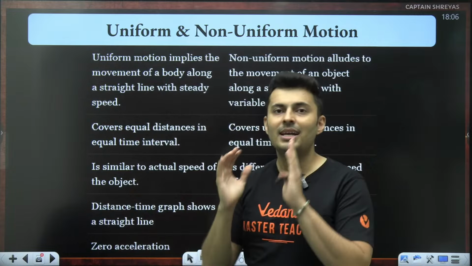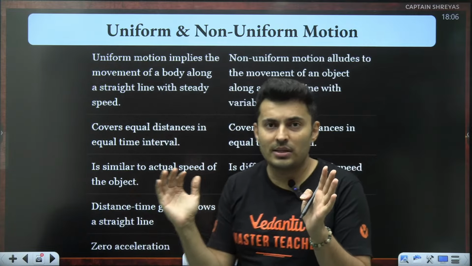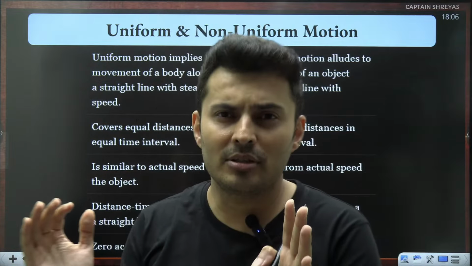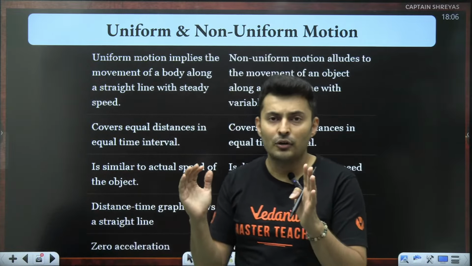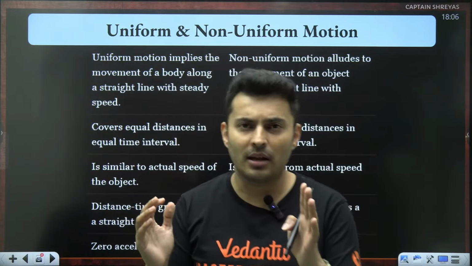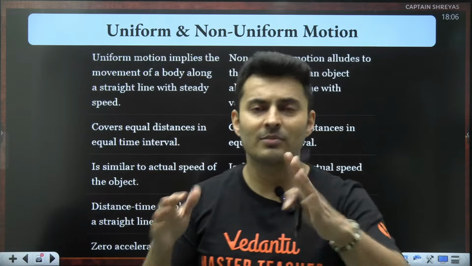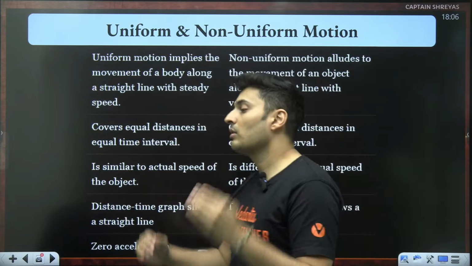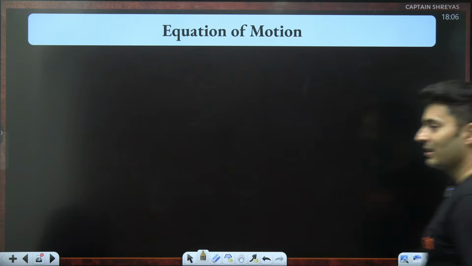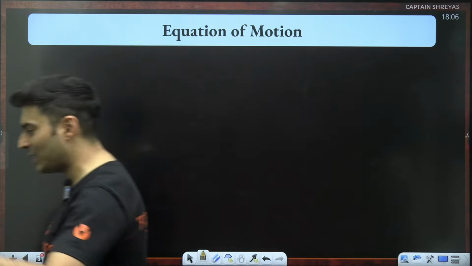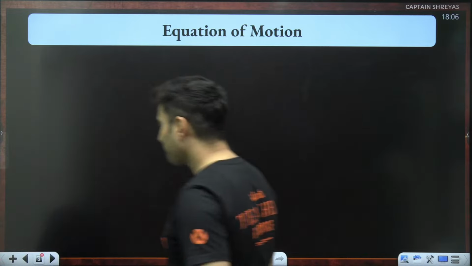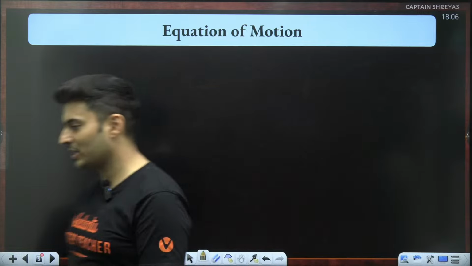So uniform is when there is zero acceleration, velocity is constant, and I'm moving in a straight line with uniform speed without changing the direction. That is your uniform velocity. Non-uniform is I move like this, I come back, I go forward, I decrease the speed. All that is non-uniform motion. As simple as that. So this brings us to the final thing, which is the equations of motion, which we are going to use completely. So, ready for the equations of motion?